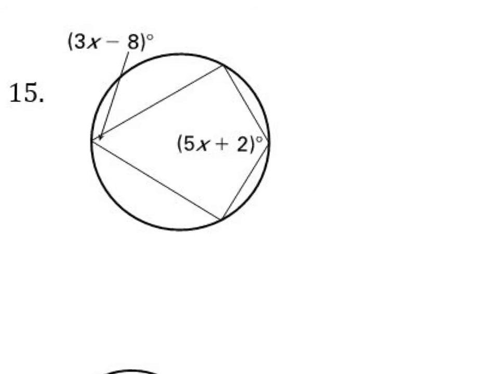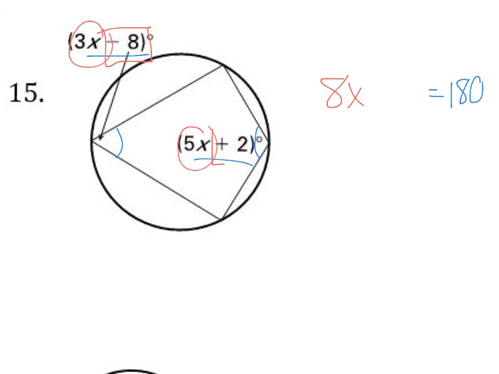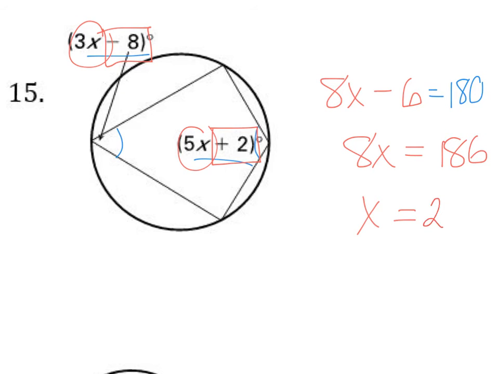Next problem is very similar to the last one. Once again, I'm using the inscribed quadrilateral theorem. I know that these opposite angles are supplementary. I know they're going to add up to 180. So I'm going to add up these two expressions and set them equal to 180. Well, it looks like I have 3x and 5x, which is going to give me 8x. I have negative 8 and positive 2, which is going to give me negative 6. So I end up with 8x equals 186. x equals 23.25.